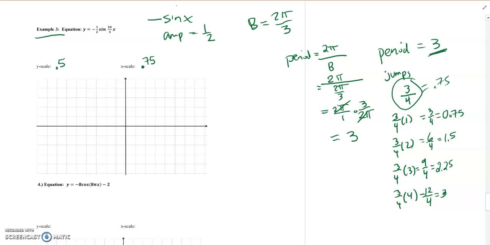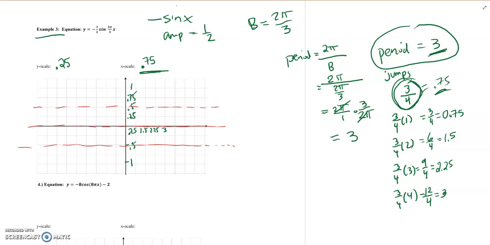You can take the period, which is 3, and figure out your jumps by dividing by 4. When you divide by 4, you discover that the jumps, or the tick marks, are 3/4 or 0.75, which I have created as my scale. And then I took 3/4 and multiplied by 1, 2, 3, and 4, and simplified, and ended up with my tick marks being 0.75, 1.5, 2.25, and 3. You should leave it as a fraction unless it terminates. In this case, it terminates, so a decimal is perfectly fine.